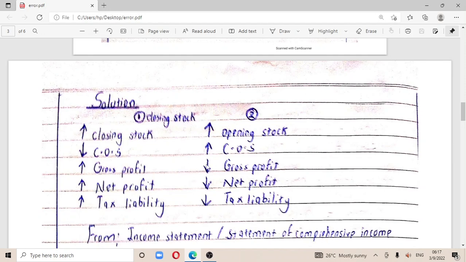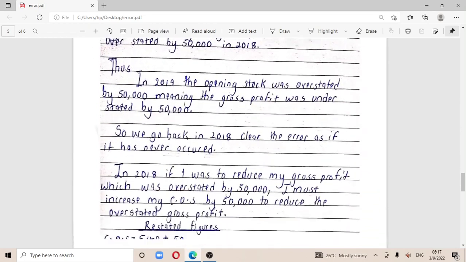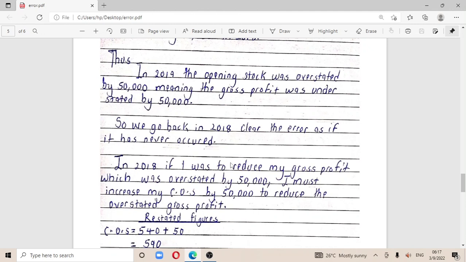So when I look at these two, when do I have a reduced gross profit? I always have a reduced gross profit if there's an increase in the cost of sales. Or you can just think of it like this: if the profit is high and I increase my cost of sales, the profit will automatically go down because the costs are high. Once the costs are high, your profits are going to reduce. That is just general knowledge without overthinking. So in 2018, if I want to reduce my gross profit, which was overstated, I must reduce the gross profit by that exact figure of 50.